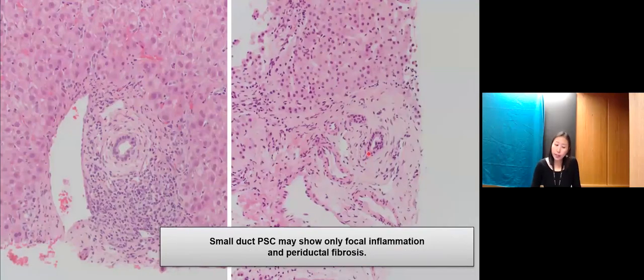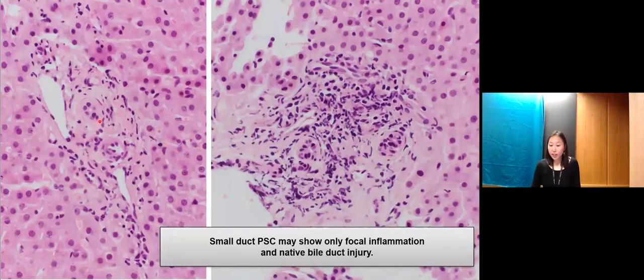On the other hand, when you don't have a large duct obstruction, the findings can get a little bit more subtle. So this is another example of PSC with more of a small duct type involvement. Here you can see again a little bit of suggestion of a periportal fibrosis, but more tellingly is some element of a biliary epithelial injury, a little bit of nuclear disarray, a little bit of nuclear hyperchromasia. The findings can get even more subtle. This is another example of a small duct PSC where here you can see some nuclear dropout against a nuclear disarray.